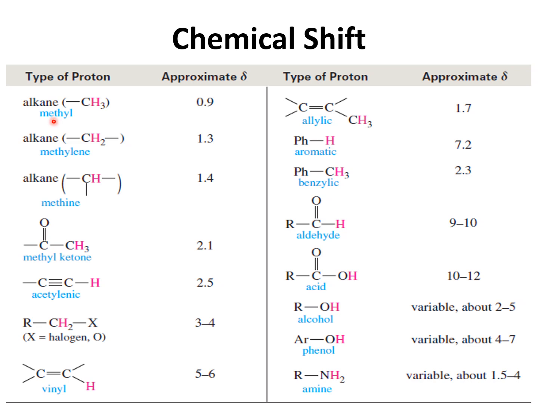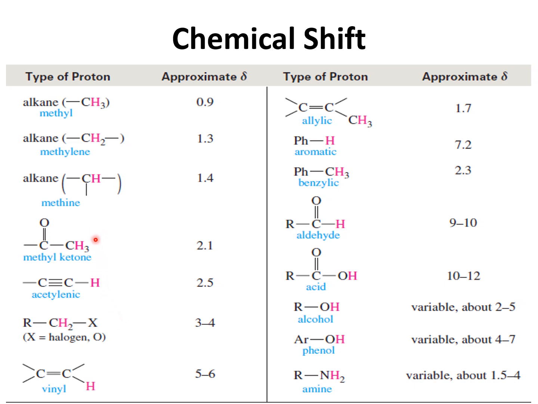Here you need to remember three basic values. For methyl, the value is 0.9, or you can say delta 1 approximately. For methylene protons 1.3, and for methine proton it is 1.4. For the remaining functional groups, we can calculate the values depending upon what kind of proton it is and what kind of element is attached, whether it is more electronegative or less electronegative.